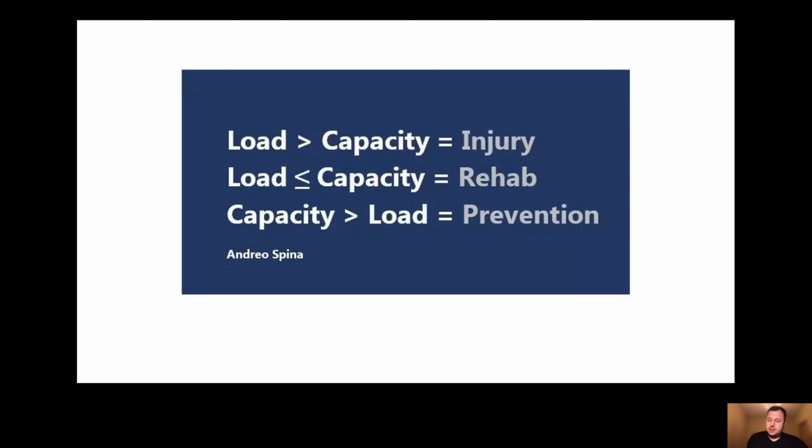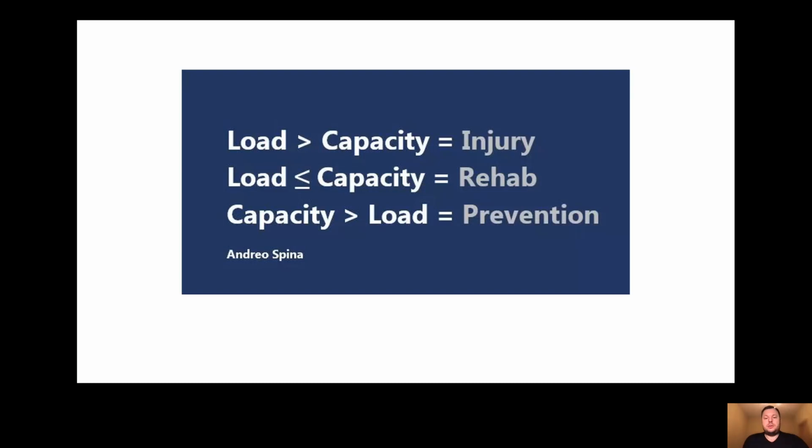I like the expression of Andrea Spina. When the load is bigger than our body capacity, usually we have an injury. When we are pushing too much and the capacity is not enough for that training load, we will have, or we will have in the future, an injury. It's just a matter of time. When we decrease the load and it's equal to the capacity, usually we have the situation of rehab. And when capacity is bigger than load, we have prevention.